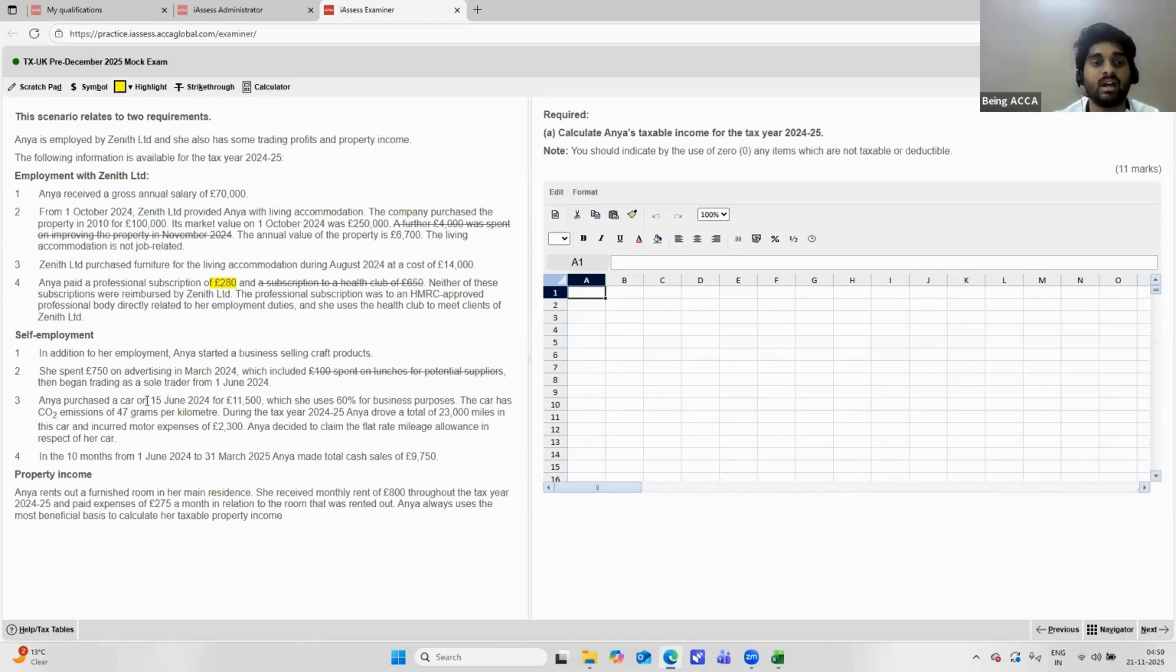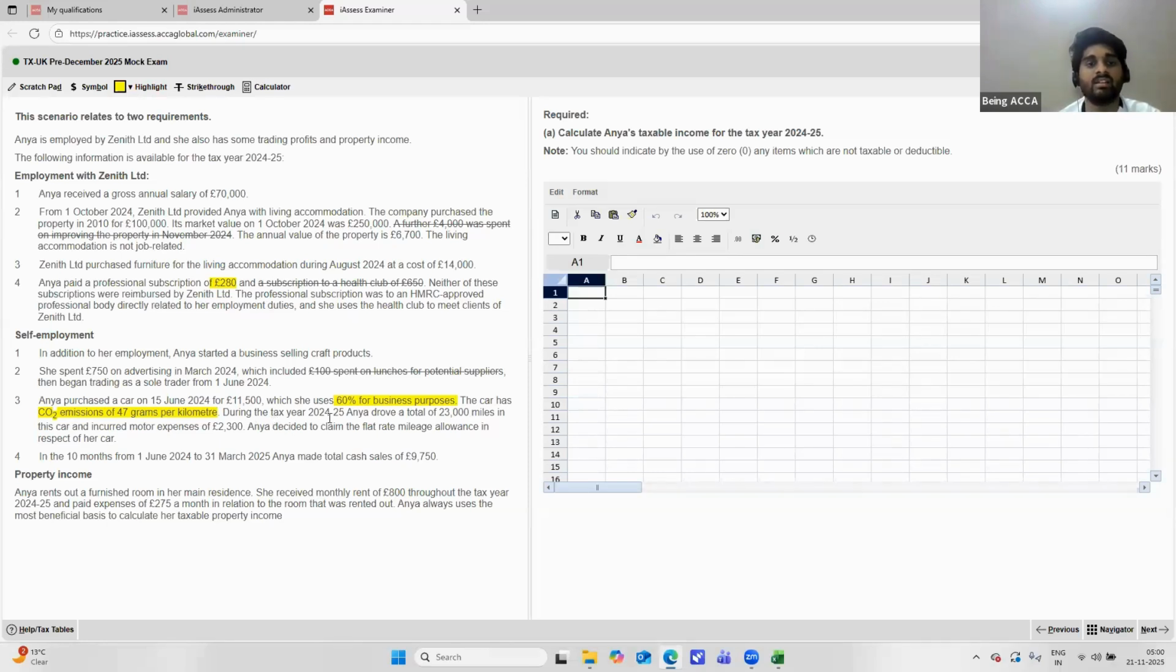All right, moving on to the next part of it. Anya purchased a car on 15 June 2024 for 11,500, which she uses 60% for business purposes. Important point to be highlighted: the car has CO2 emissions of 47 grams per kilometer. Because of that, we're considering capital allowances. It will be part of the main pool and not the special rate pool.